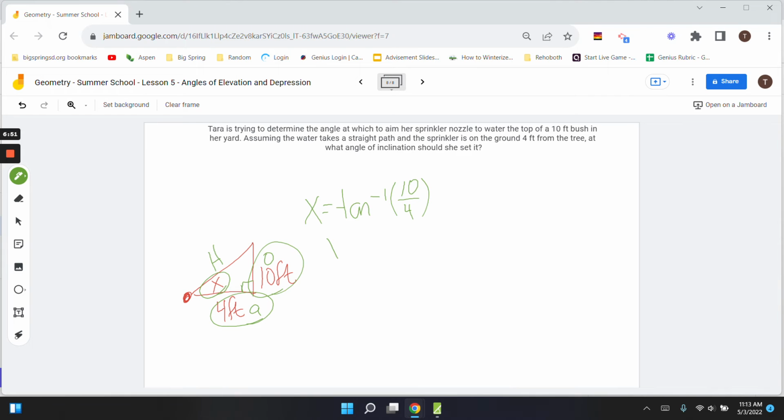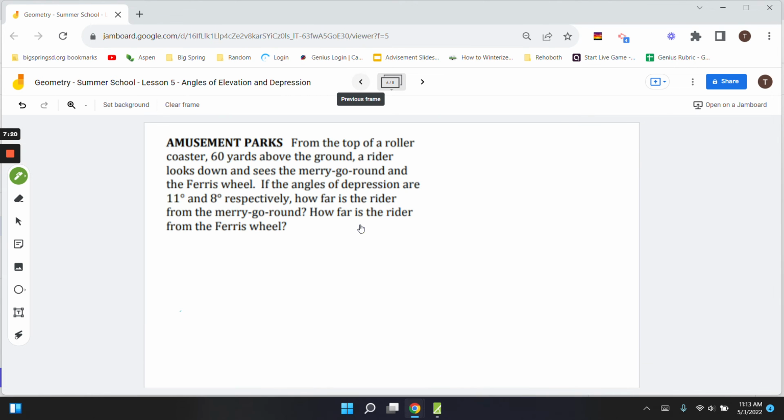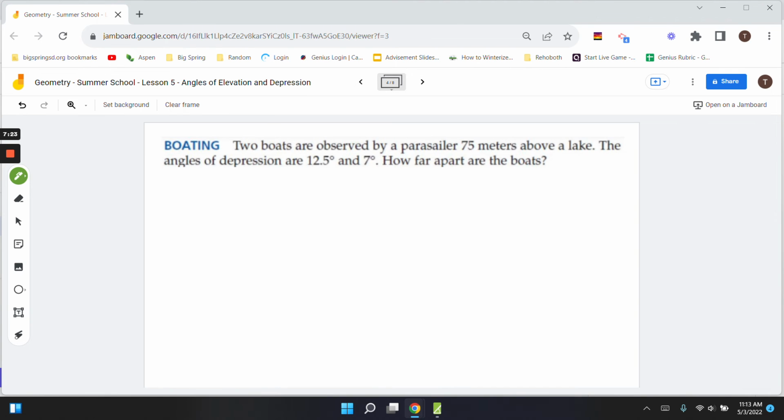All right, so two boats. Okay, so I'm going to draw two boats here, observed by a parasailor. So the parasailor is up here, 75 meters, at angles of depression of 12.5 and 7 degrees. Now, this can get a little tricky, but when you think about being up, the further your head moves downward, the bigger that angle becomes, the closer the object is. If you think about something looking directly below you, your head is almost at a 90-degree angle. So this bigger angle would actually be the 12.5.